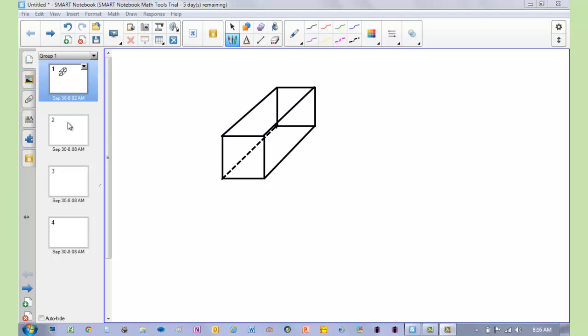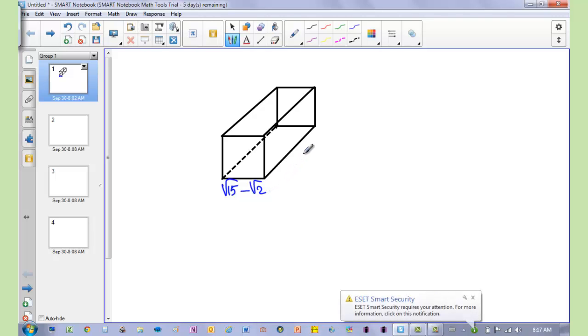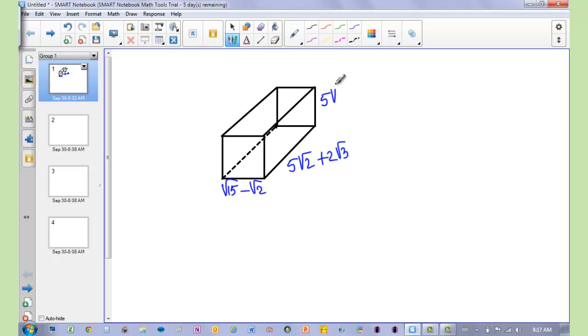one of the dimensions is radical 15 minus radical 2. The length is 5 radical 2 plus 2 radical 3, and the height is 5 radical 2 minus 2 radical 3. I'm hoping that you already will notice that between the length and the height of the rectangular prism, I have the conjugates of two complex numbers.